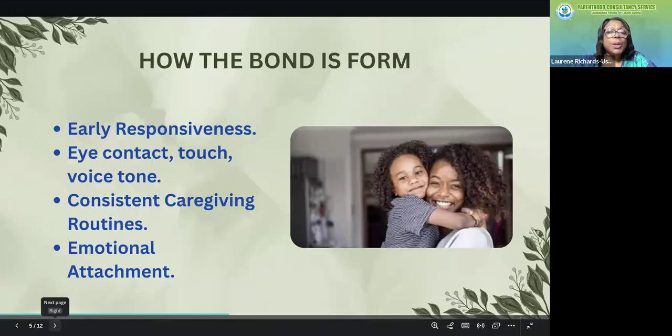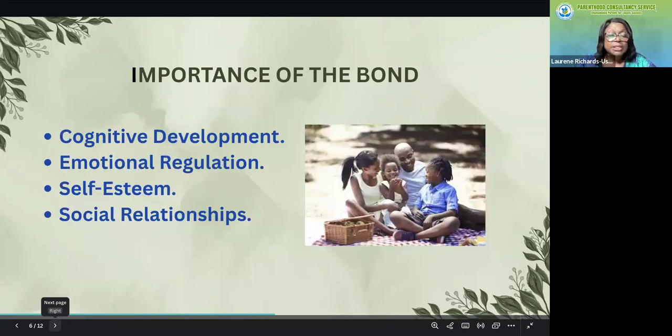And also the emotional attachment, recognizing and validating the child's feelings. So your child comes home to you and tells you, I am feeling this way today. I'm feeling sad. I'm feeling happy. I feel this. This is what I think. Validate your child's emotional feelings, because it's going to help them learn how to regulate their feelings.